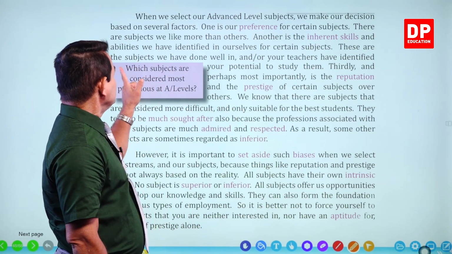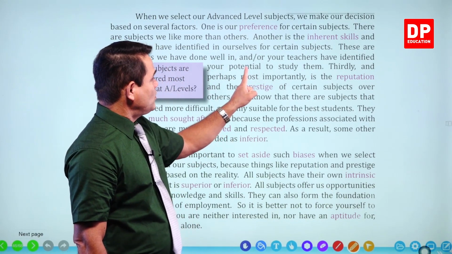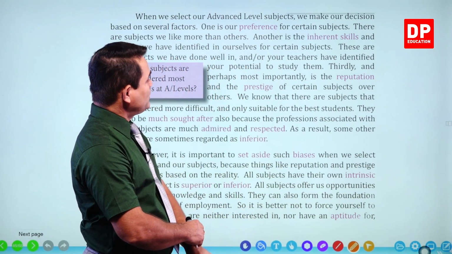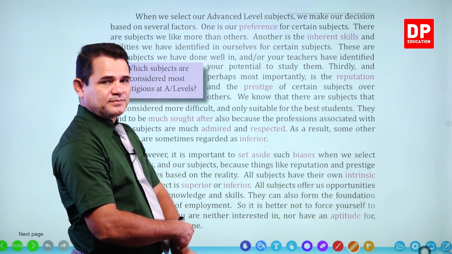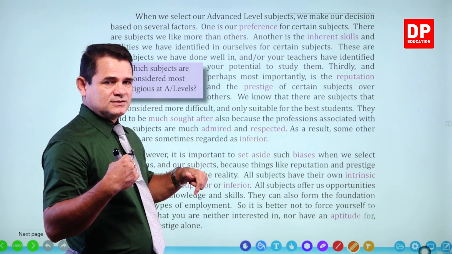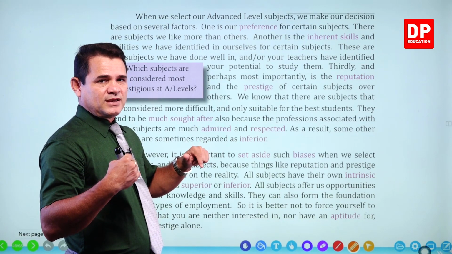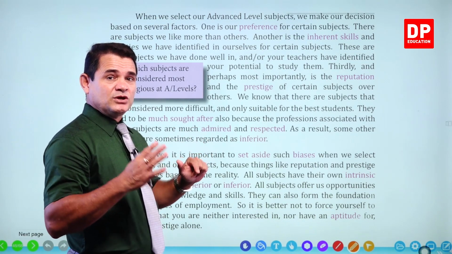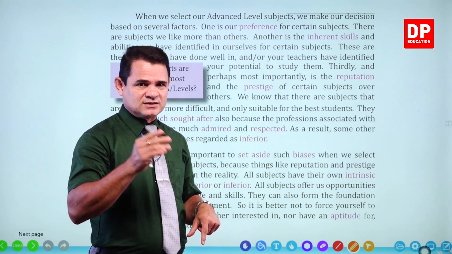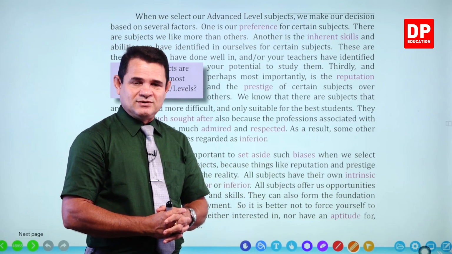These are the subjects we have done well in and or your teachers have identified your potentials to study them. If we have a certain inherent ability, අපිට උපතින්ම ආපු හැකියාවක් තියෙනවා නම් අපි ඒක කරලා තියෙන, or else your teachers have identified. ඔබේ ගුරුවරු අඳුනගෙන තියෙන ඔබේ දක්ෂතා. ඒ අනුව ඔවුන් යොමු කරලා තියෙනවා ඒ අදාළ විෂයන් වලට.